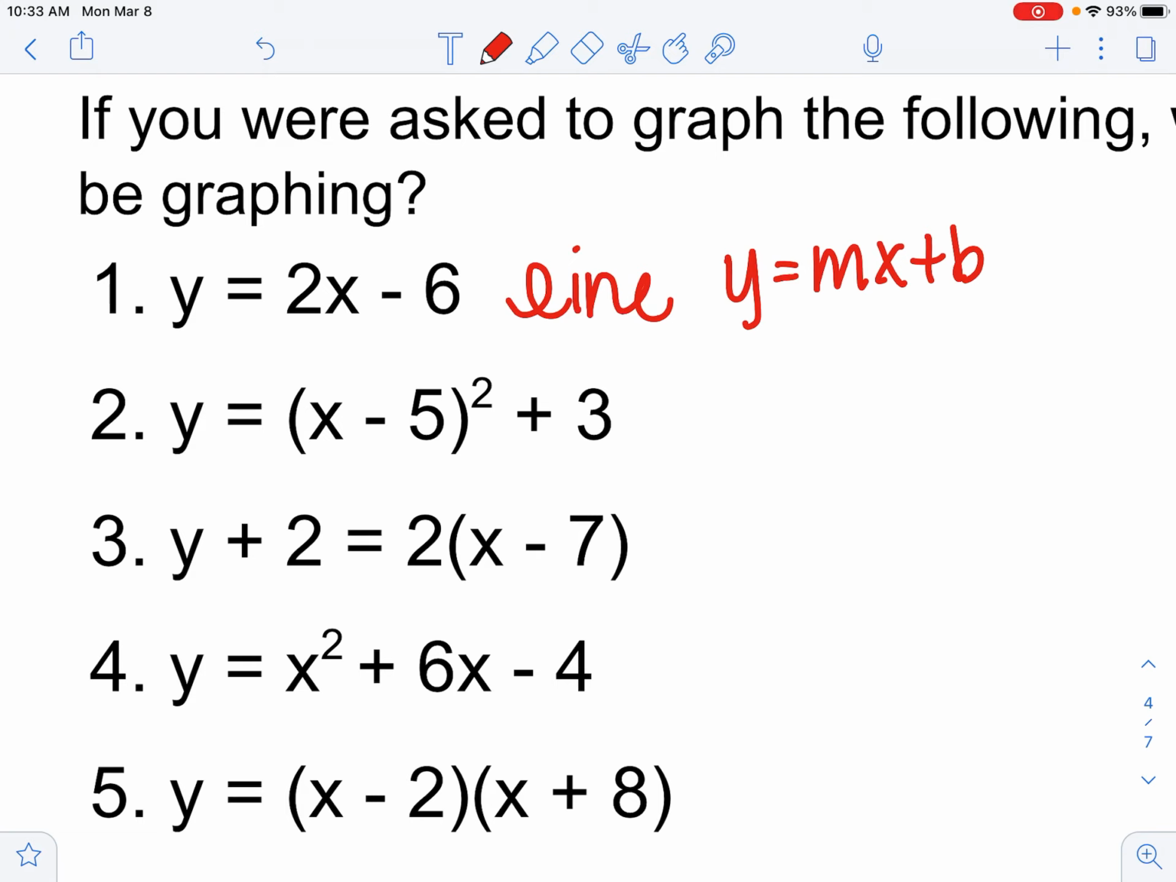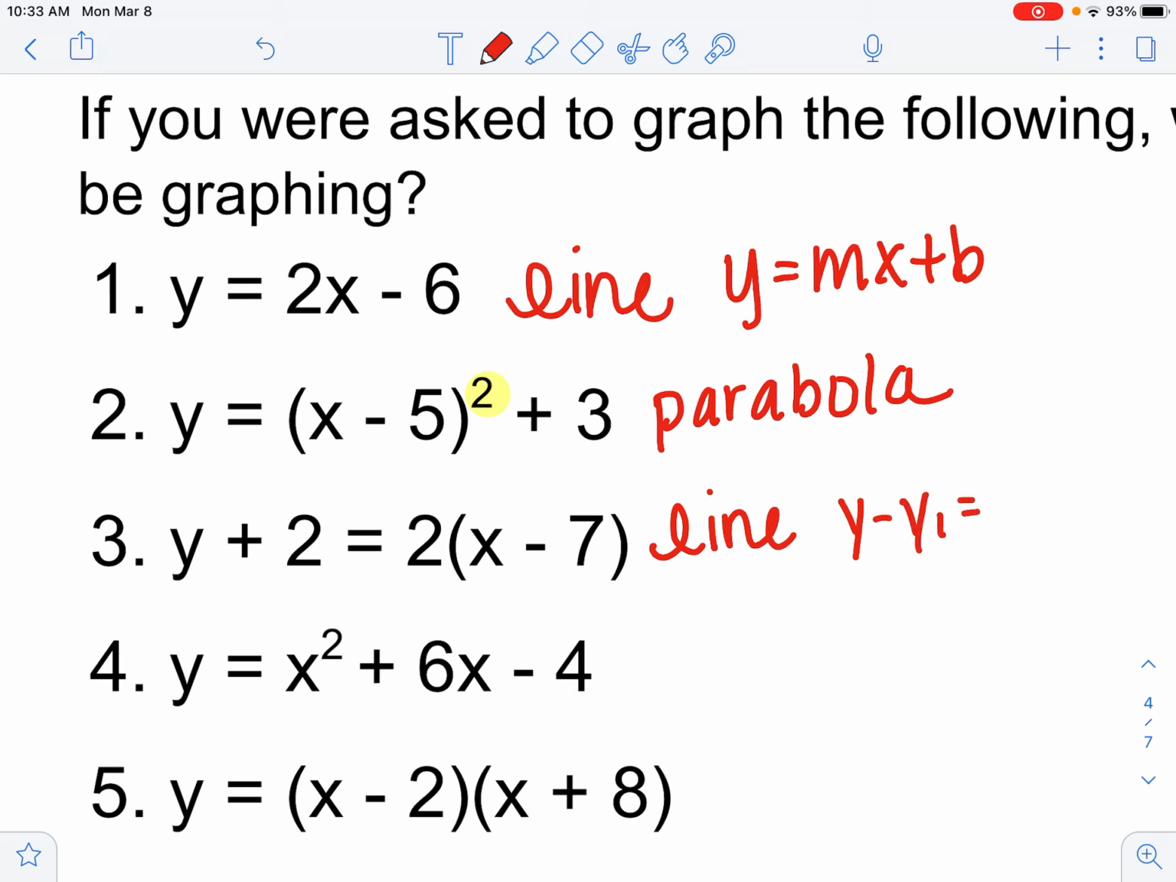What about number 2? Well, there's a square right there. You'd be graphing a parabola. It's called a quadratic, but you'd be graphing a parabola. This right here, the number 3, that's another line. How do I know it's not a parabola? There is no square in it. It's in point-slope form, y minus y1 equals m times x minus x1. What about the next one? Square there, it's another quadratic. This is a parabola.